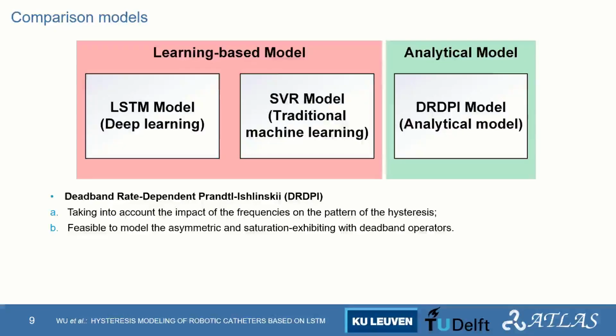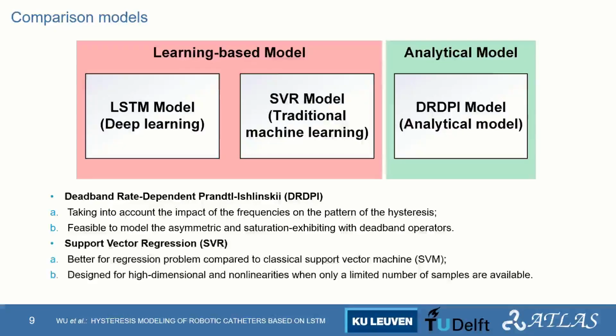Another comparison model is a traditional machine learning model called support vector regression, abbreviated as the SVR. The SVR is an expansion of the classical support vector machine, SVM, from pure classification to regression tasks. Similar to SVM, it is designed for estimation of high-dimensional, nonlinear problems when only a limited number of samples are available. The hyperparameters of the SVR were chosen by using a grid search and a cross-validation method.